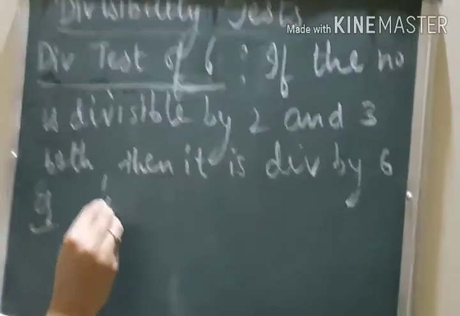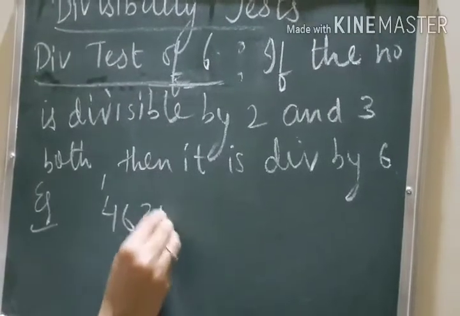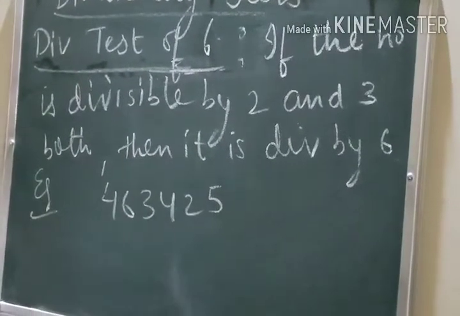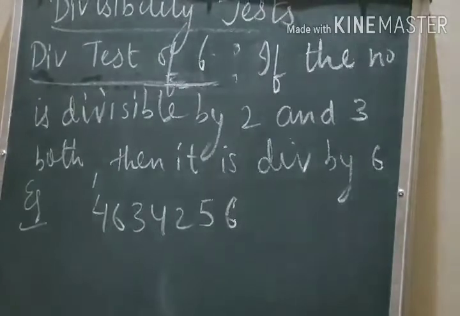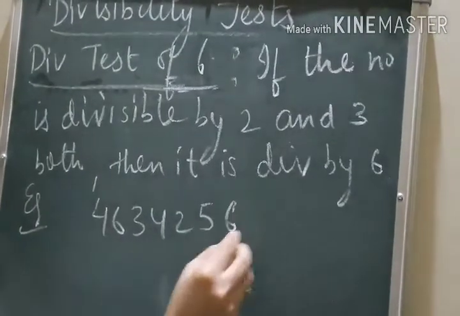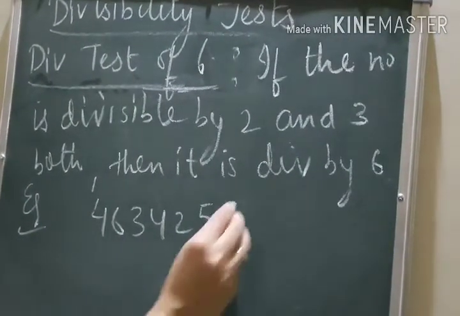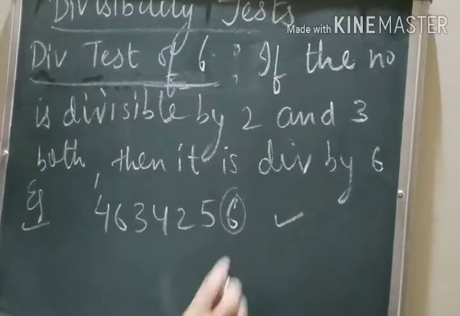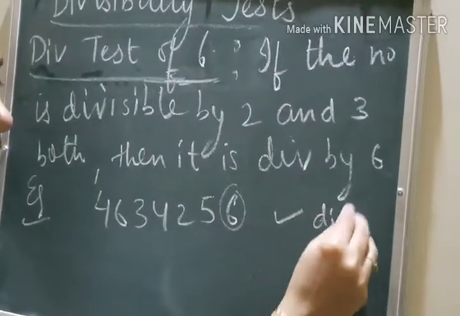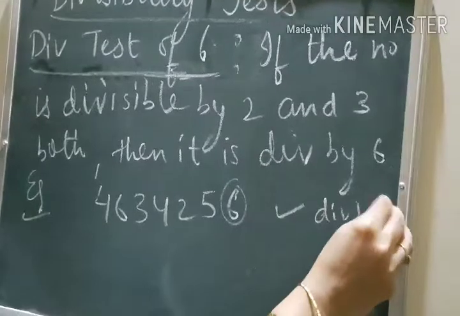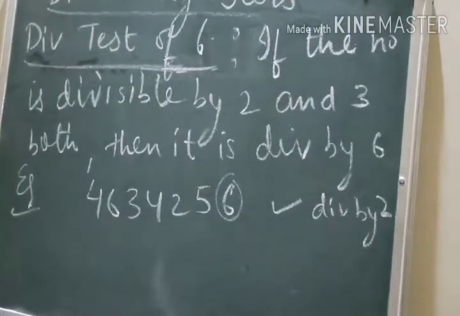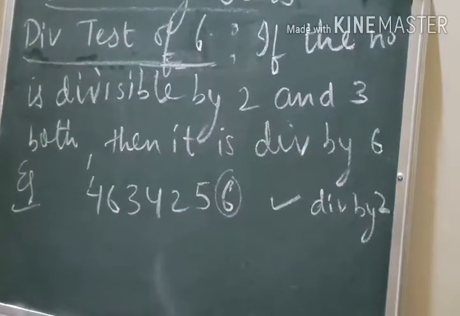Suppose I am taking the number 4, 6, 3, 4, 2, 5, 6, right? Now you can see that if I have to check for the divisibility test of 2, it is yes, because the number is even, so divisible by 2. Now we have to check for 3 also. What was the divisibility test of 3? For 3, what we have to do?